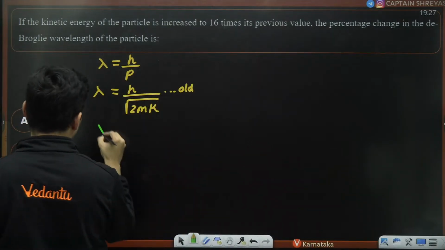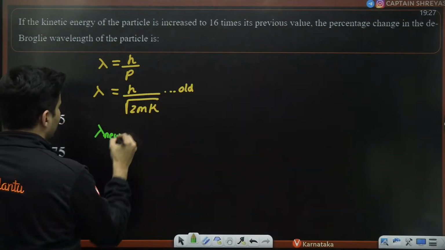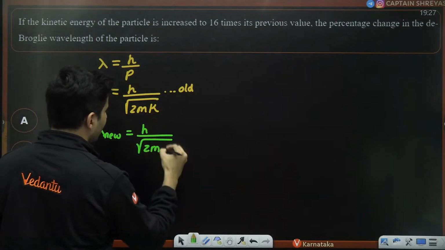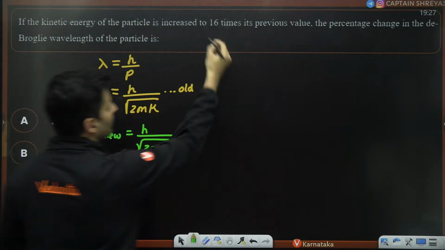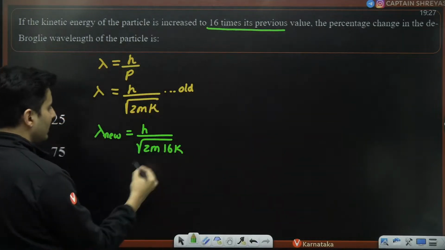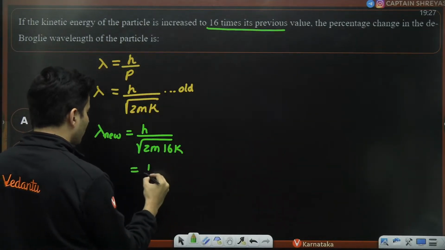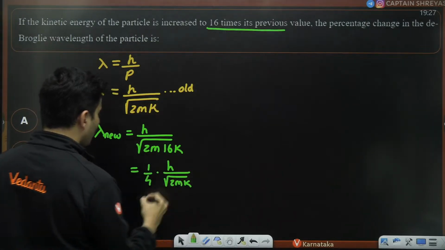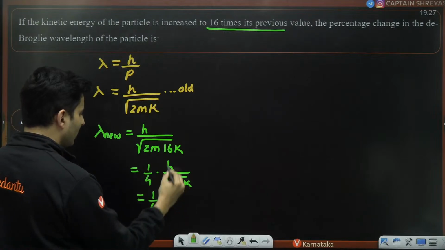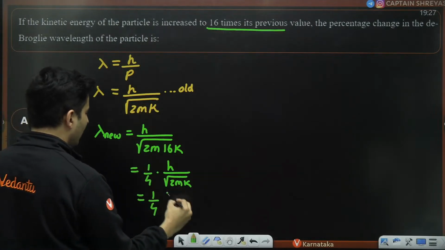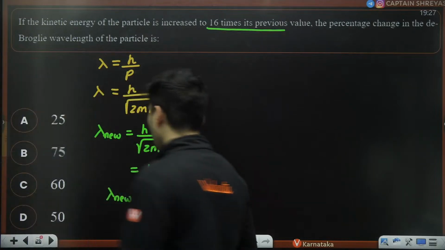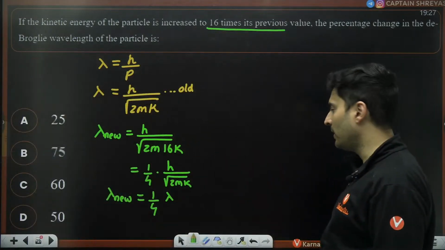If you use the new wavelength, that will be h by root of 2m, and K will be 16 times. It is mentioned 16 times. Root 16 is 4, so 1 by 4 times h by root 2mK. This value is nothing but lambda. So the new wavelength is 1/4 of lambda.